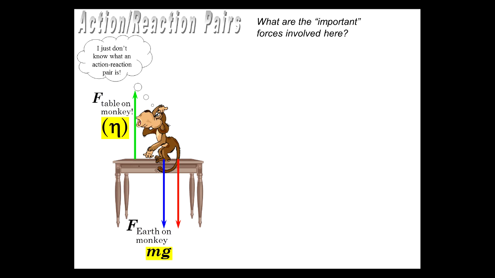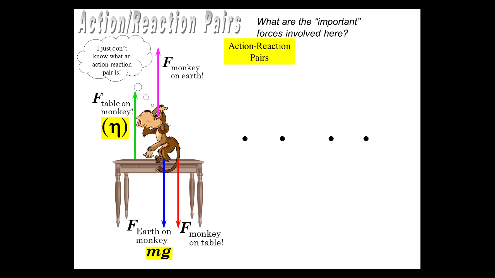But we're not done. We also have another force. And this force is the monkey pressing on the table. Force of monkey on table. And finally, not starting from his eyeball, but acting upward, is another force. I wonder if you can figure out what that is. Any ideas? I'll give you some help. It's force of monkey on earth. Yes, the monkey has a force acting on the earth upward. That's a little strange, isn't it? But it's real.